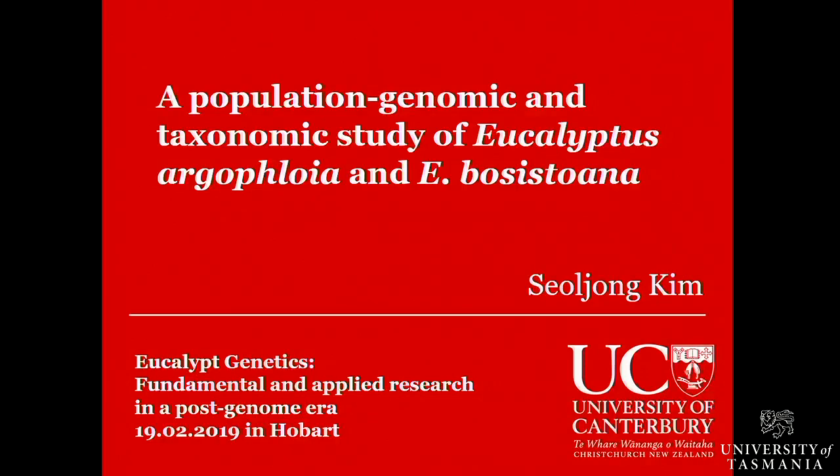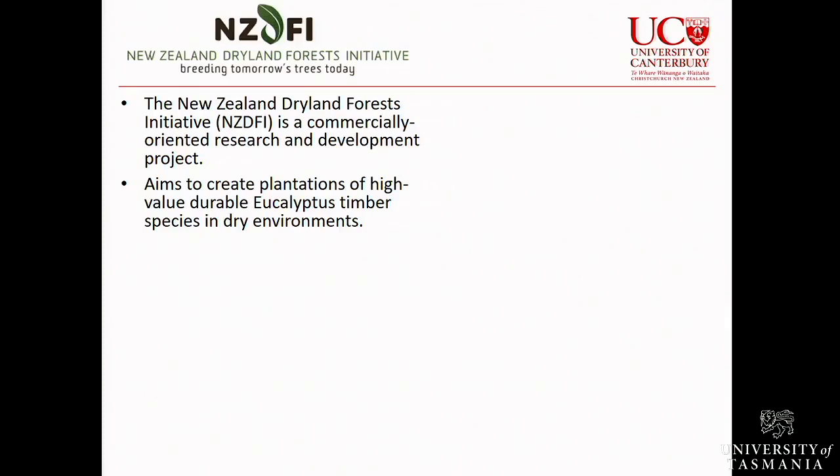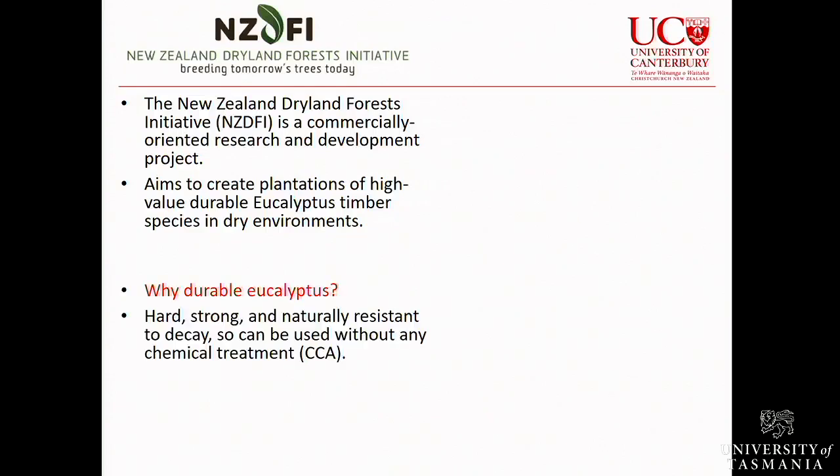I'm going to talk about a population genomic and taxonomic study of Eucalyptus agriflorea and Bosistoana. My PhD project is funded by NGDFI. I need to talk a little bit about the background. The NGDFI is a commercially oriented research and development project, which aims to create plantations of high-value, durable eucalyptus timber species in dryland environments. So there are reasons for growing durable eucalyptus.